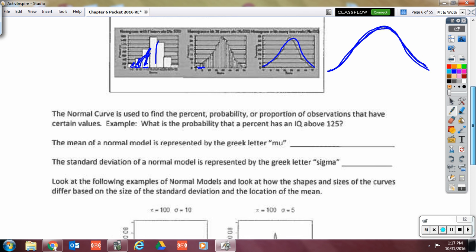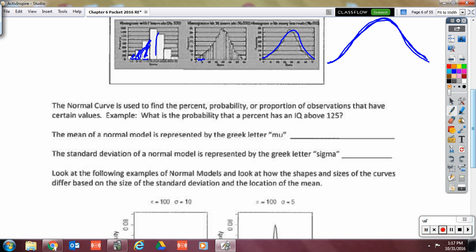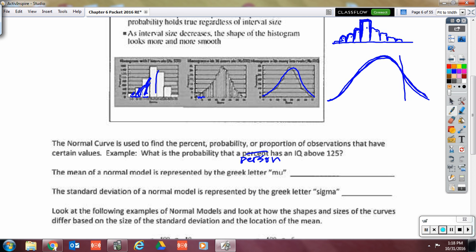All right. So the normal curve is used to find percents, probabilities, or the proportions of observations that occur. For example, what is the probability that a person has an IQ above 125? What proportion of the population has an IQ above 125? Well, what we would do is find where 125 falls on the curve, and then calculate this area. That would tell us the proportion of the population that has an IQ above 125. So that's where we're headed.